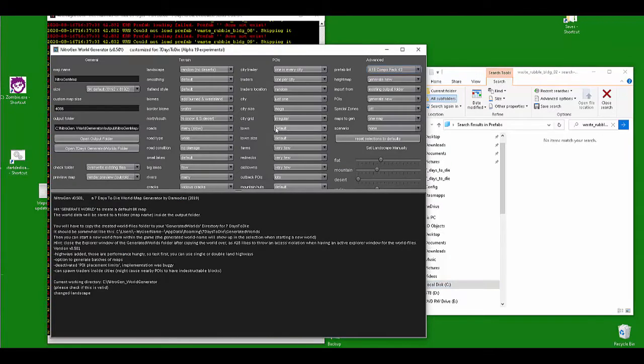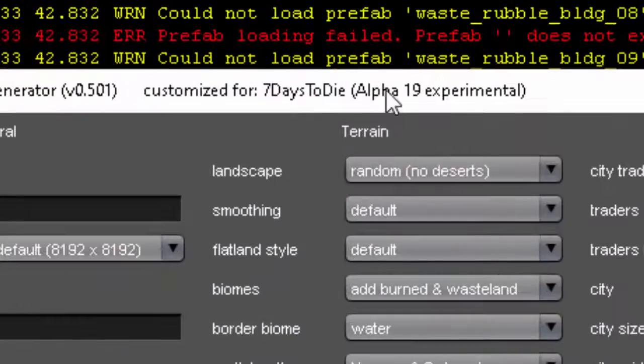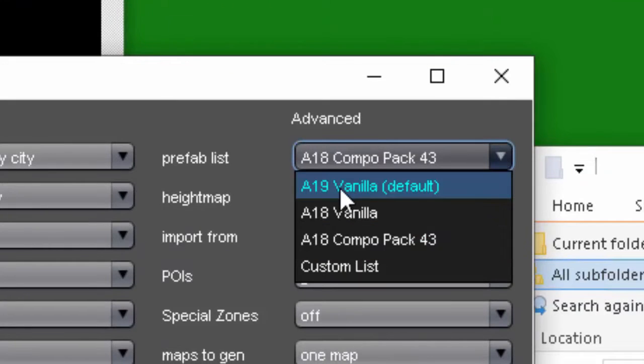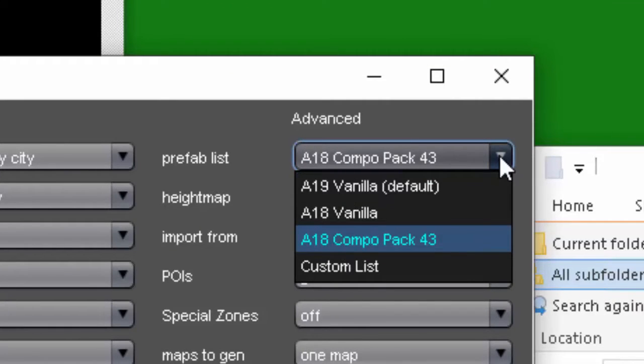So I am wondering what I'm doing incorrectly. Am I using the wrong version of Nitrogen? This is the one, Alpha 19 experimental. And out of here, you don't have a choice of Compo Pack. I think I'm using the right version.